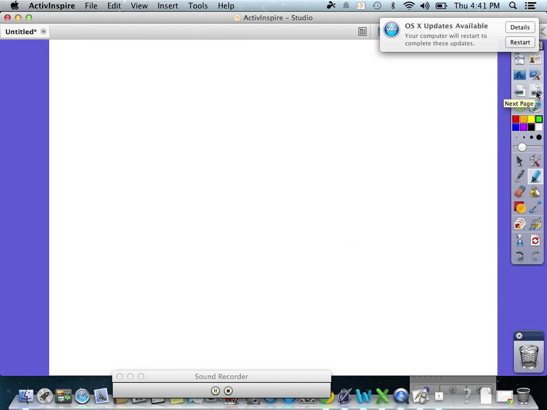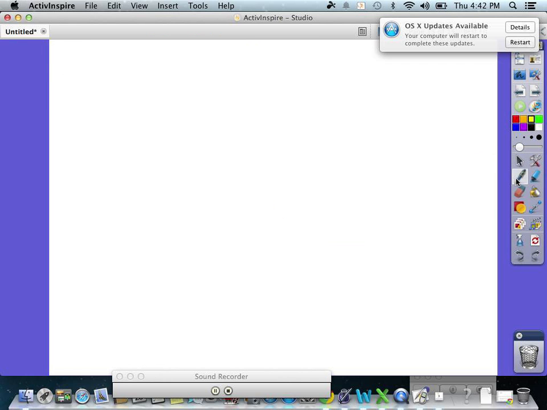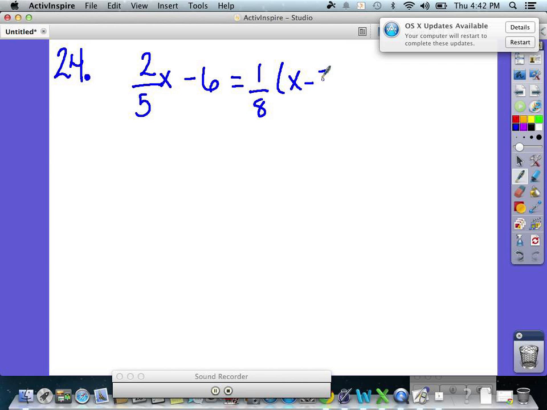Okay, our next problem will be number 24. And these were given as homework, by the way. If you take out the time and look at the video, it'll help you with your homework. Number 24. We have 2/5 x minus 6 equals 1/8 times x minus 5.